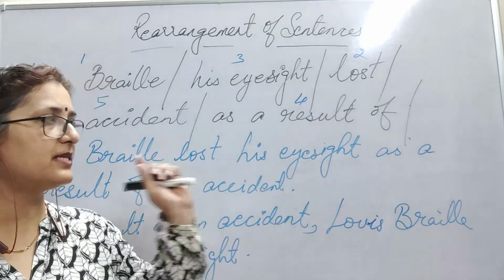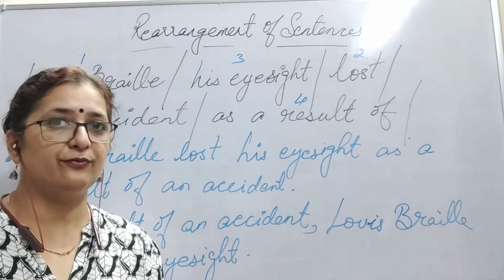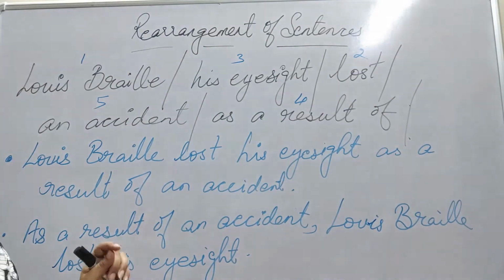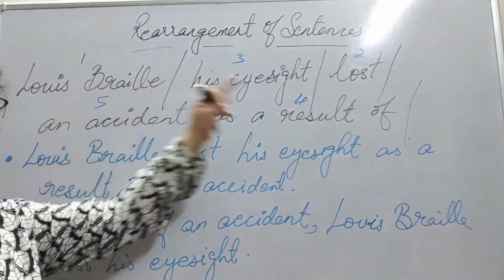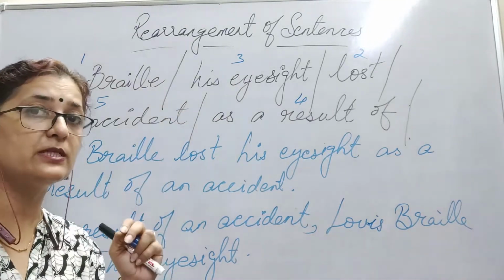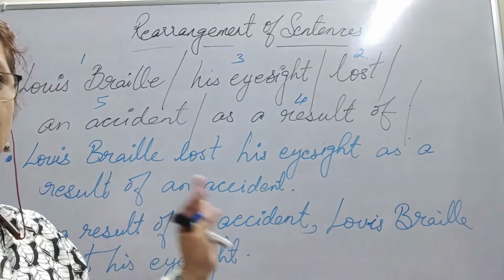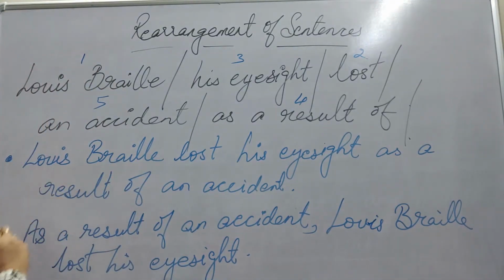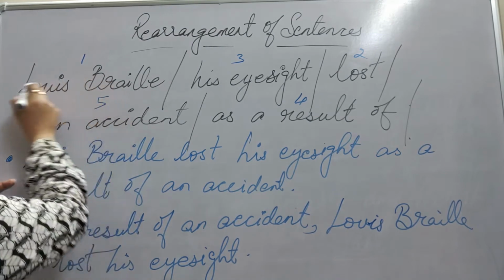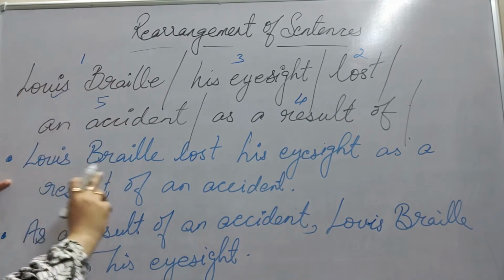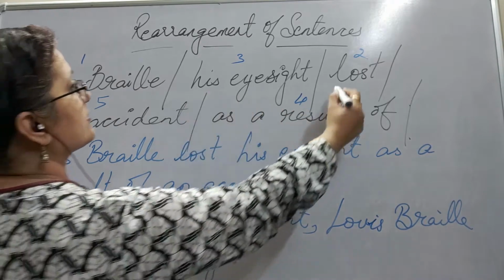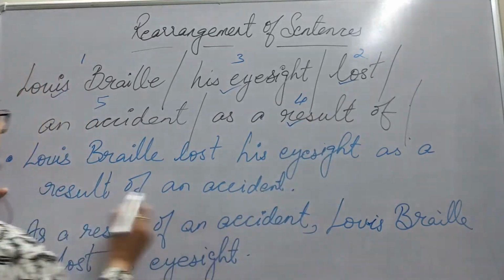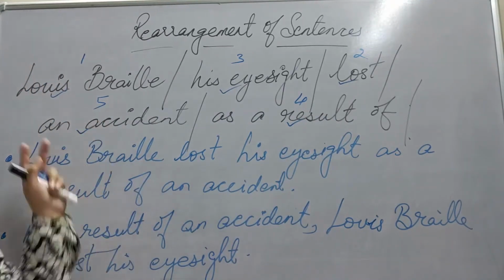Sometimes it is possible that the same sentence can be written in two or three different ways. The position of certain words and phrases can be placed somewhere else. Now, this was the way I had begun. I jotted down the numbers on top to see the sequence, and then I wrote the sentence. Now to cross check myself, let me pick up the first part of it. I've picked up Louis Braille, with either a tick or a cut through. Lost his eyesight, I've taken that. As a result of, I've picked up this. An accident. So I've picked up all the words.